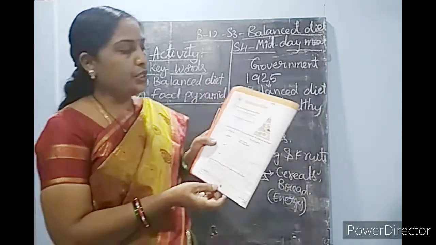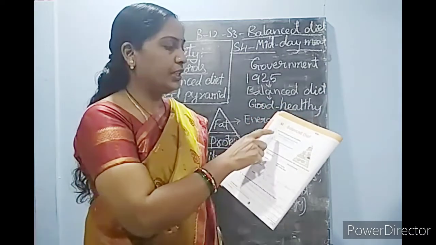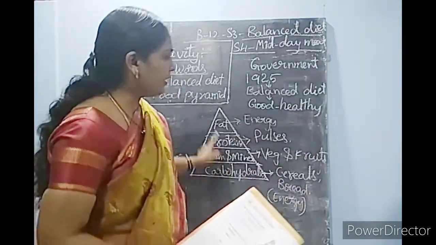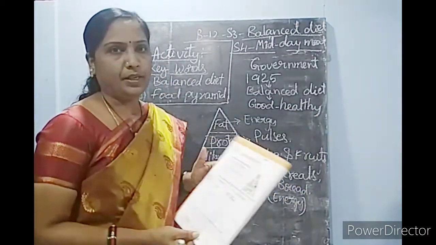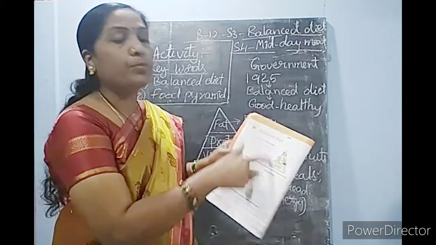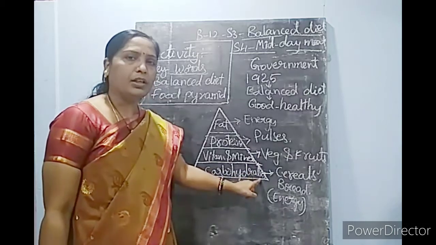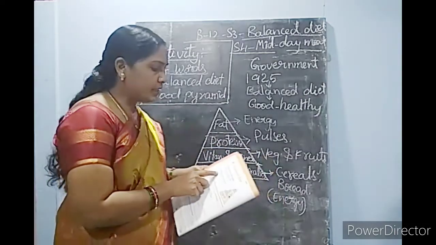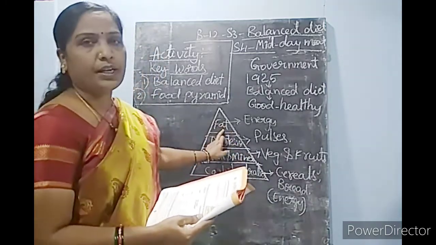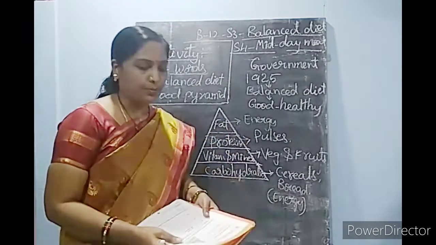So come to page 22 and write today's date when you are doing this worksheet. Look at the food pyramid and answer the questions. The items are drawn in this food pyramid, so by seeing this you can answer. Which food group should we eat more of? Among all this, which food group should be more? Carbohydrates. Yes. And the next one, which food group should we eat less? See this food pyramid and you can answer which food group should be less. That is none other than the fat group.